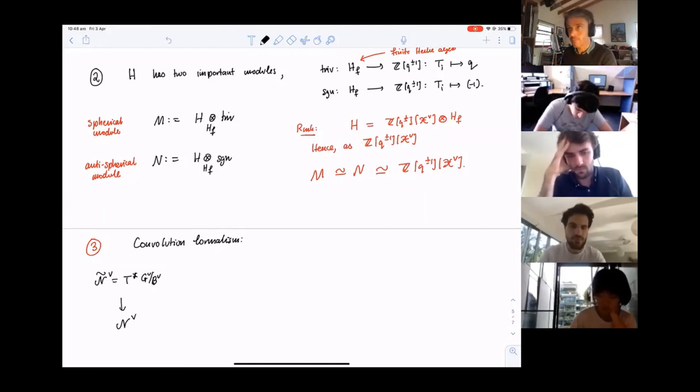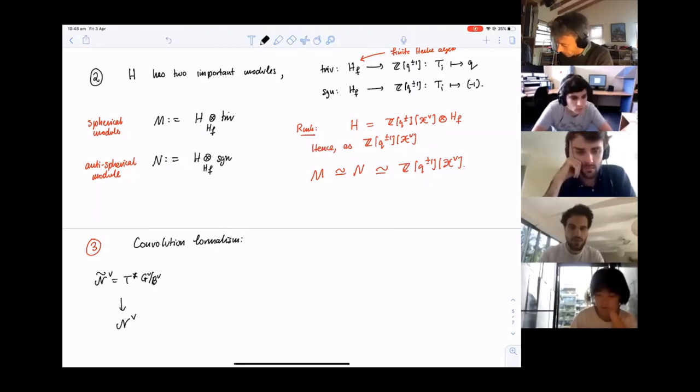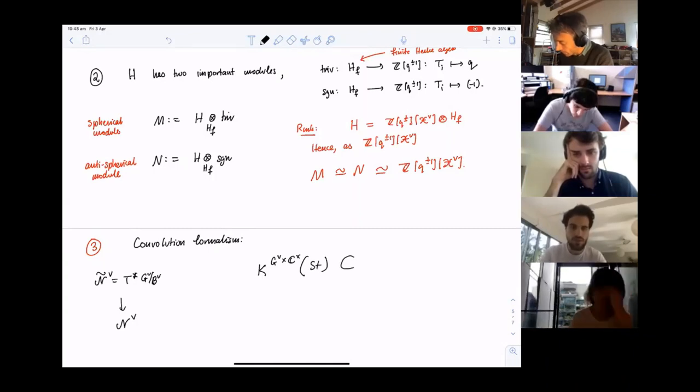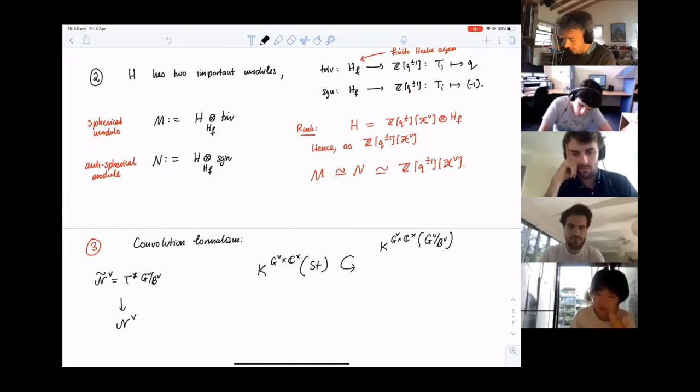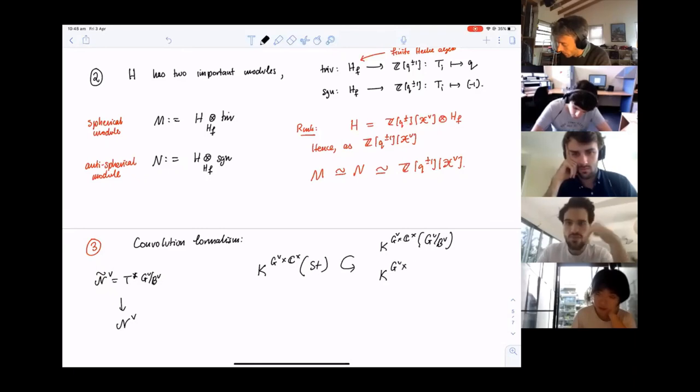So this tells us that if we take this G-check times C-star equivariant K-theory of the Steinberg variety, this acts on both the G-check times C-star equivariant cohomology of G-check mod B-check. So that's the zero fiber under the Springer resolution. Or it also acts on everything.